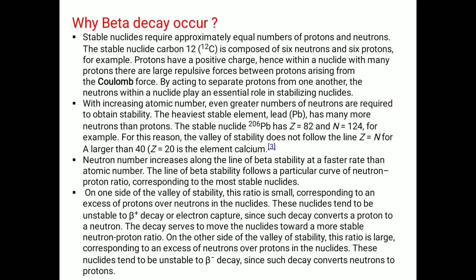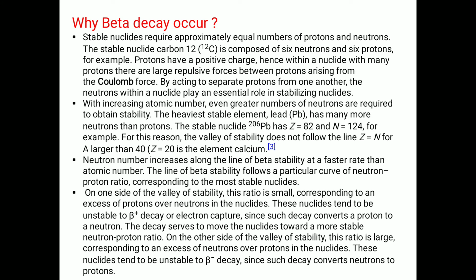Means what? In the stability curve, the neutron number should increase relative to the atomic number. See here, the line of beta stability follows a particular curve of neutron-proton ratio corresponding to the most stable nuclide. Means what? For getting the most stable nuclide, as proton number increases, there should be an increasing large number of neutrons, and that's why only stability curves can occur.